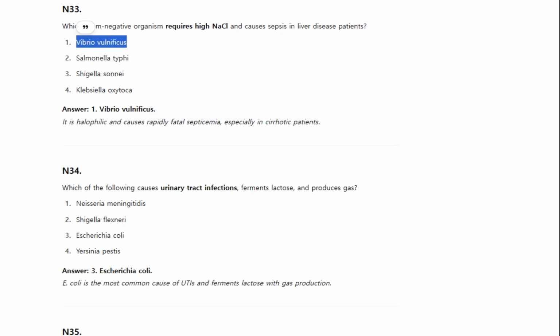N34. Which of the following causes urinary tract infections, ferments lactose and produces gas? 1. Neisseria meningitidis. 2. Shigella flexneri. 3. Escherichia coli. 4. Yersinia pestis. Answer 3. Escherichia coli. E. coli is the most common cause of UTIs and ferments lactose with gas production.